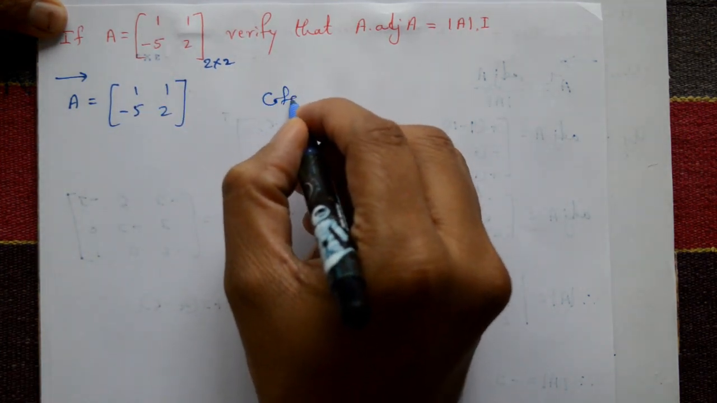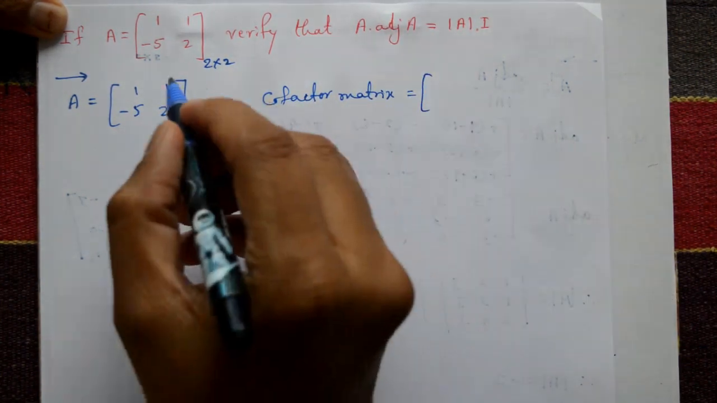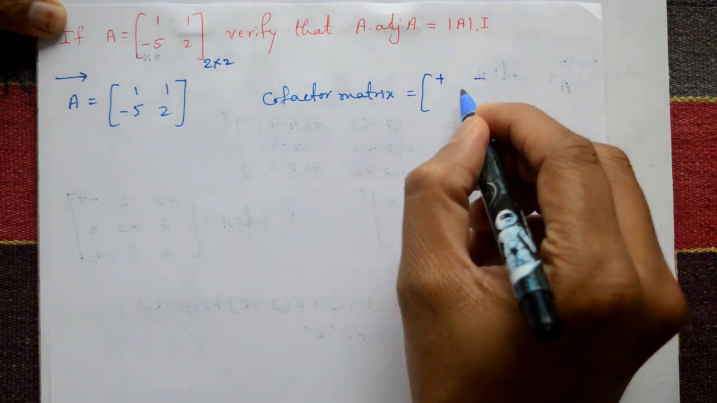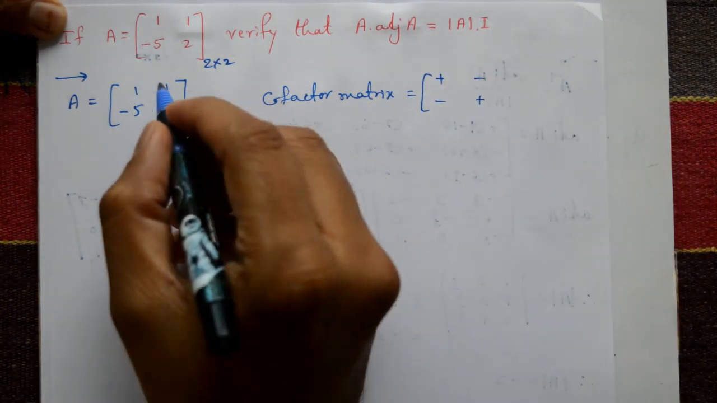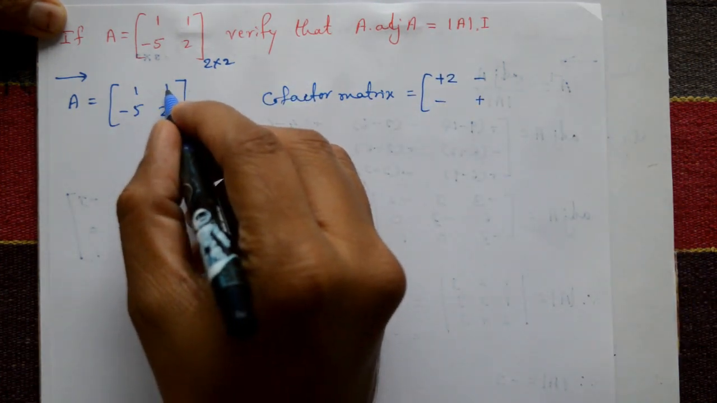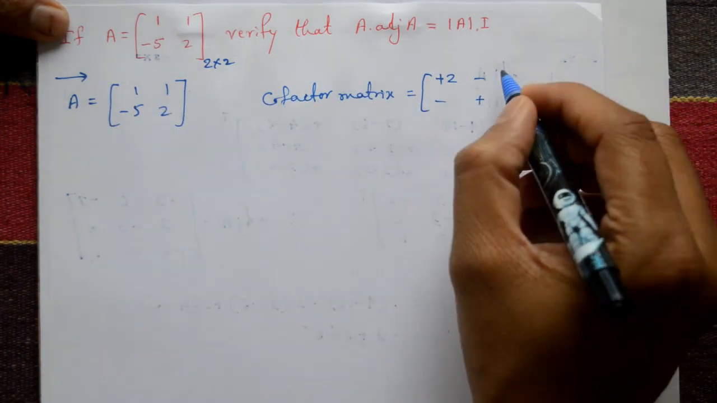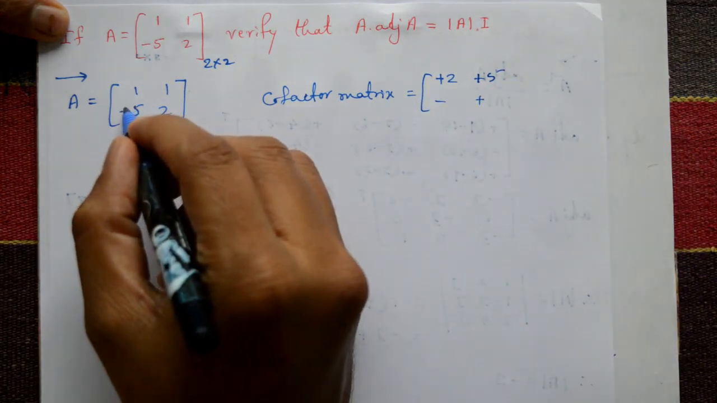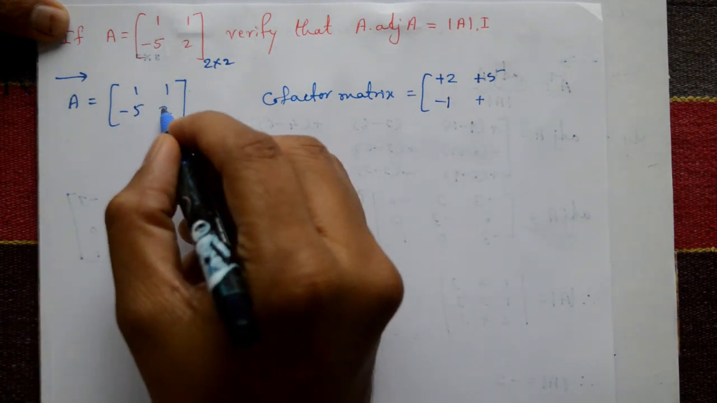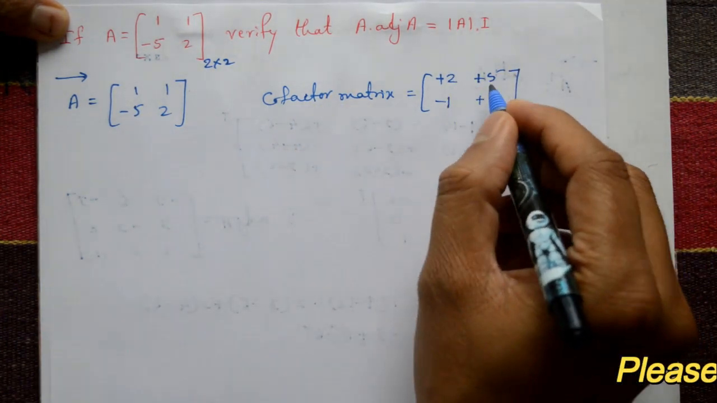Now, the cofactor of the matrix is, okay, this is very simple. The cofactor of 1 is 2. Remember the sign pattern: plus, minus, minus, plus. So the cofactor of 1 is plus 2. The cofactor of the other 1, which is minus 5, gives minus, minus, plus, so plus 5. Then the cofactor of minus 5 is 1, and the minus sign is already there, so minus 1. Now the cofactor of 2 is 1. This is the cofactor matrix.